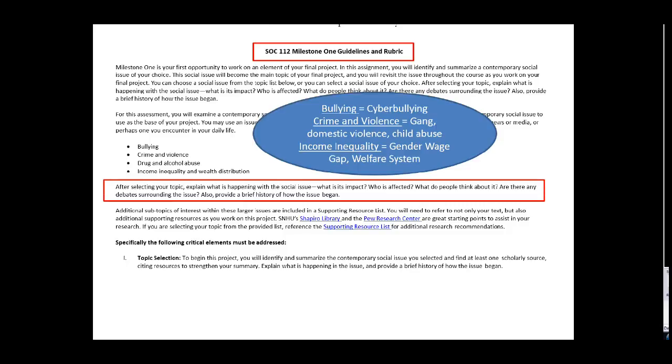After selecting your topic, explain what is happening with the social issue. What is the impact? Who is affected? So this is where you're going to talk about the statistics, the numbers associated with what's happening in society. What do people think about it? Are there other debates surrounding the issue? Also provide a brief history of how this issue began.